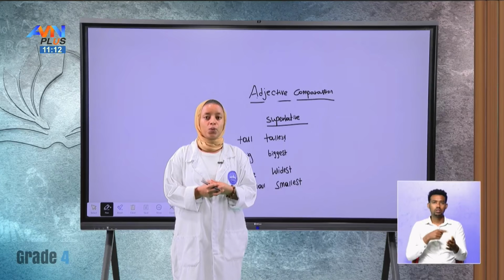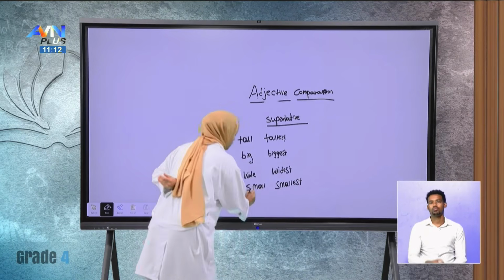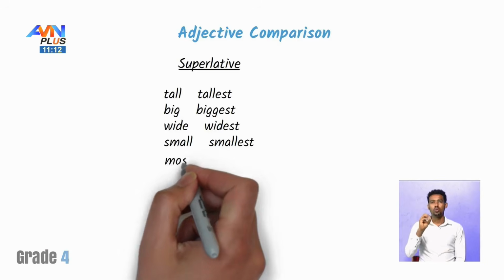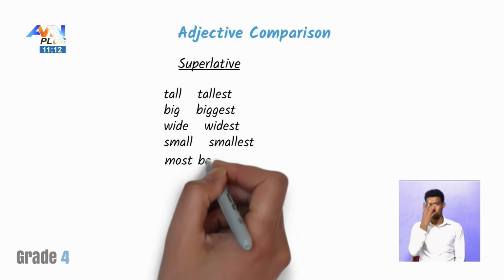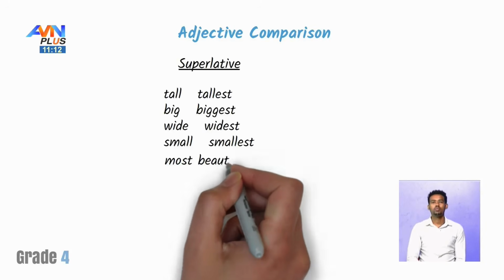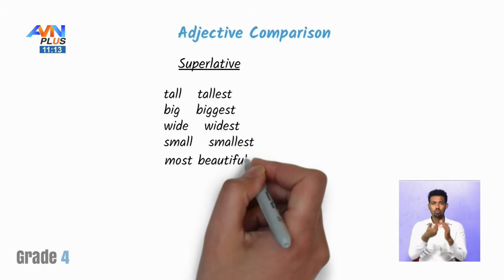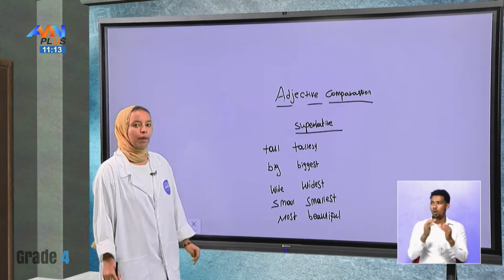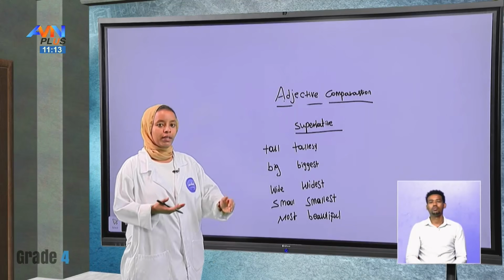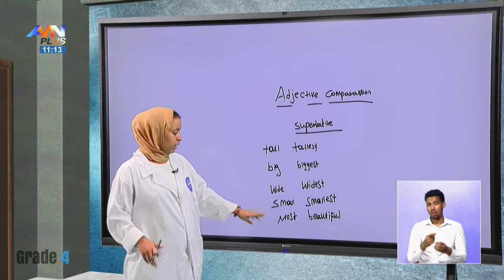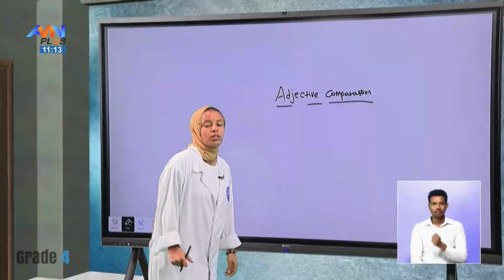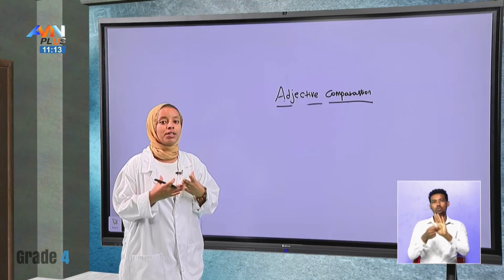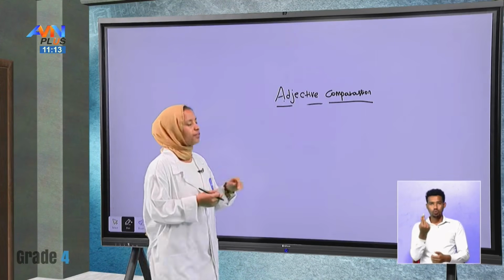We are using here what? Most. So, for example, most beautiful. Most beautiful. To make a long syllable adjective superlative, easily adding what? Most. Students, let me give you some examples and show you how we are using superlative adjective.